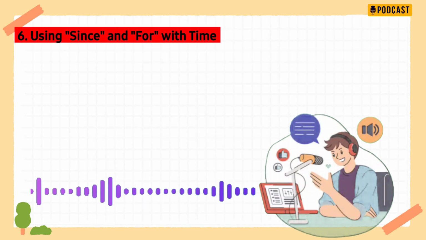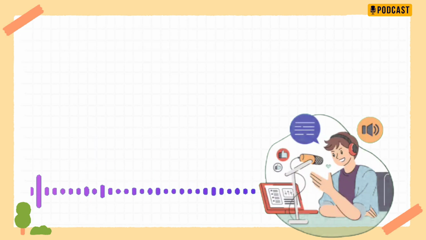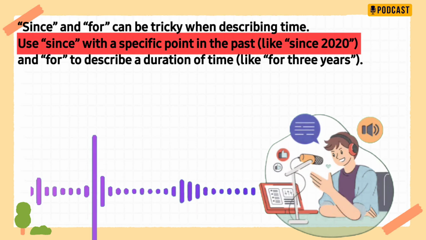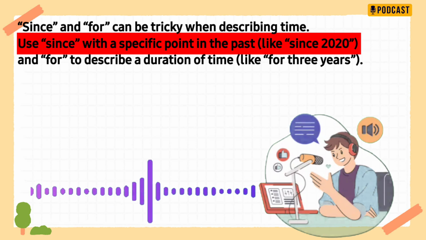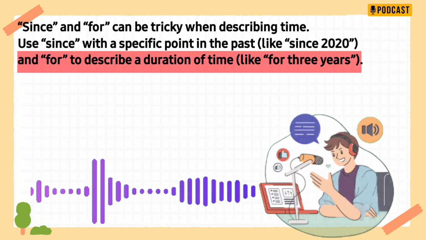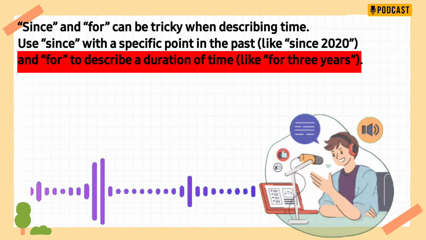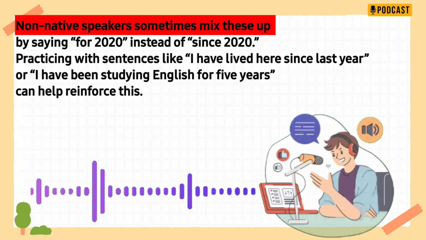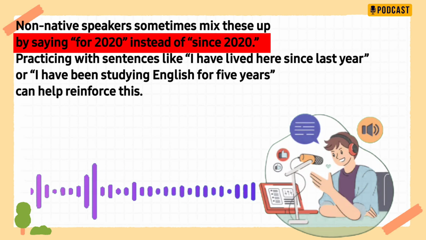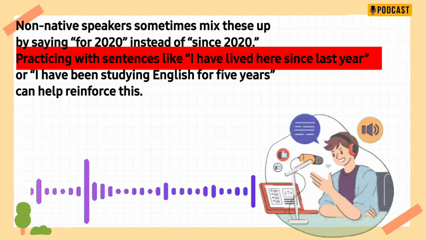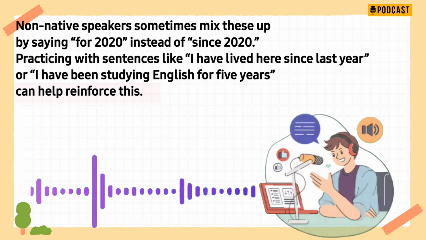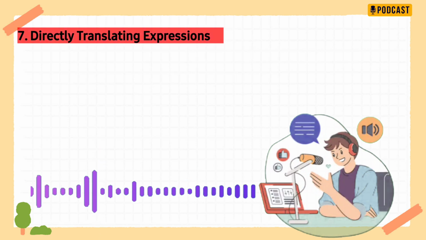6. Using since and for with time. Since and for can be tricky when describing time. Use since with a specific point in the past, like since 2020, and for to describe a duration of time, like for 3 years. Non-native speakers sometimes mix these up by saying for 2020 instead of since 2020. Practicing with sentences like I have lived here since last year or I have been studying English for 5 years can help reinforce this.